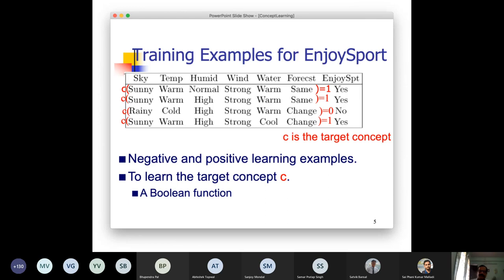Now the question is, out of them, how many functions or hypotheses, they are equivalent terms here, will satisfy these training examples? That is the question. So how many of them will satisfy the training examples?